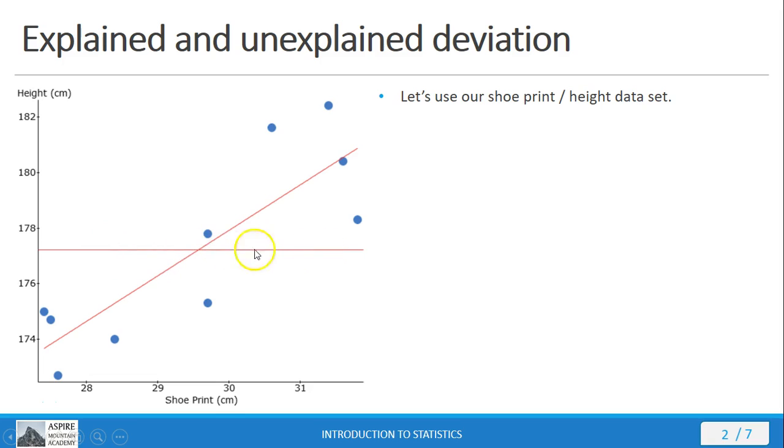This horizontal line here is the mean value for the y. So if we take all the y values from each of these data points and we average them out, we're going to get a line here at the mean value. So those are the two lines that we're looking at.